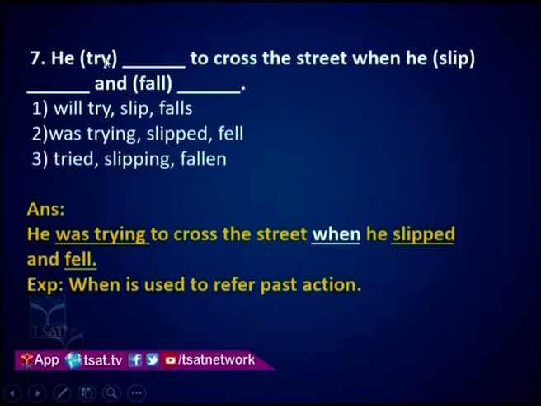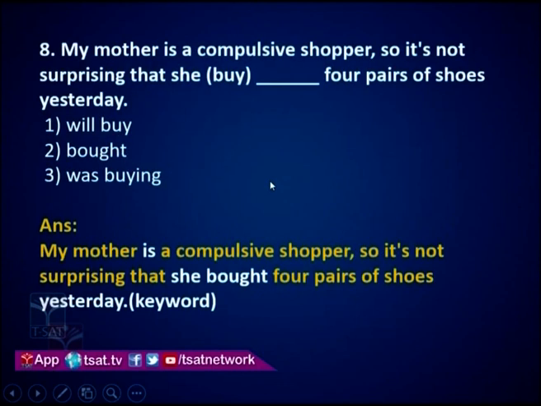So try is given here as the verb. He was trying. You should use something which happened in the past. He was trying to cross the street when he slipped and fell. So the correct sentence is: he was trying to cross the street when he slipped and fell. In the first part of the sentence you are using past continuous, in the second blank simple past, slipped, and again simple past, fell. So when is used to refer to a past action. Along with past continuous, you are using simple past tense.